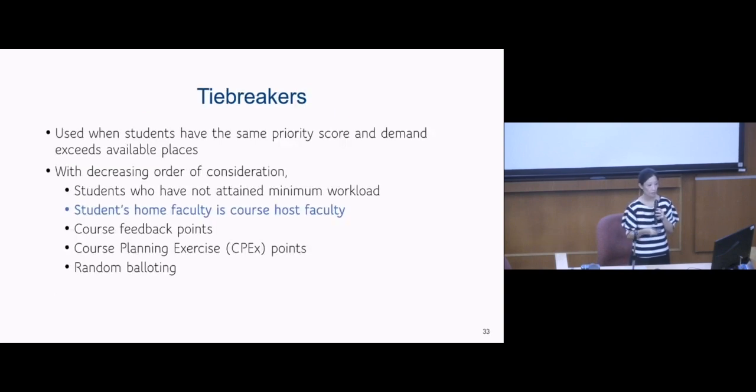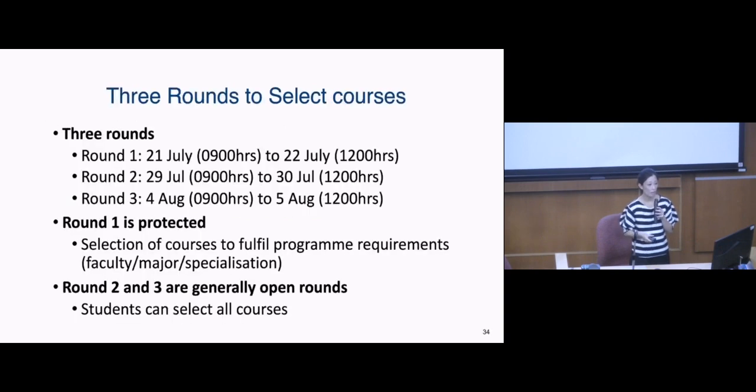Okay, so this is what you saw earlier. Remember the 3 rounds to select courses. This is not so much applicable to you right now, although if you miss the academic plan declaration submission, you can then declare your gateway course after that, and then select your course through the 3 rounds. As you progress, this is just something for you to take note. Round 1 is protected, for you to select courses to fulfill your program requirements, for example, your primary major. Rounds 2 and 3 are generally open rounds.